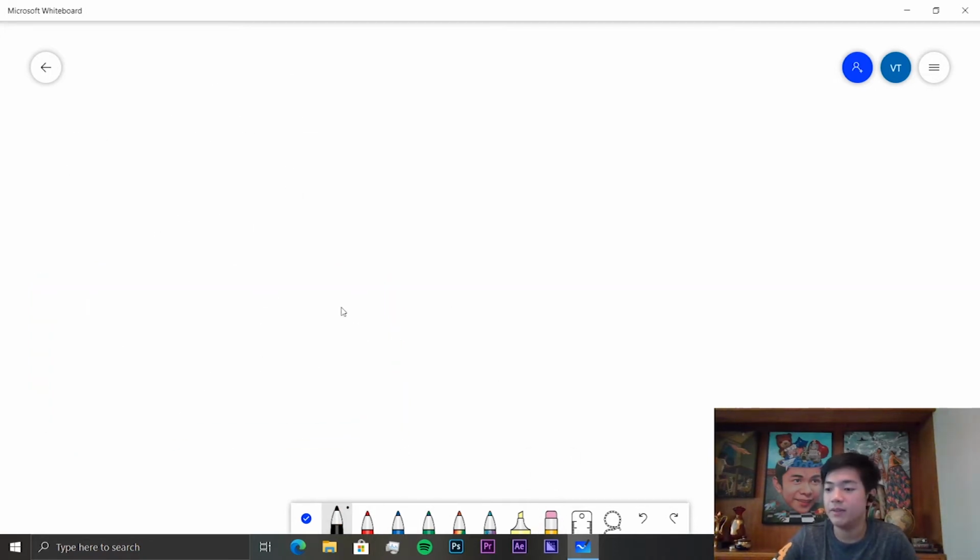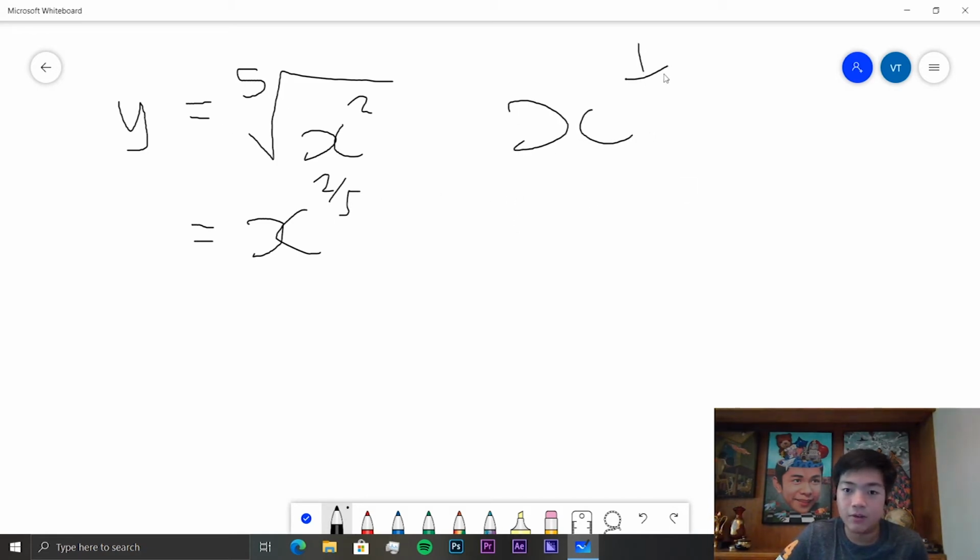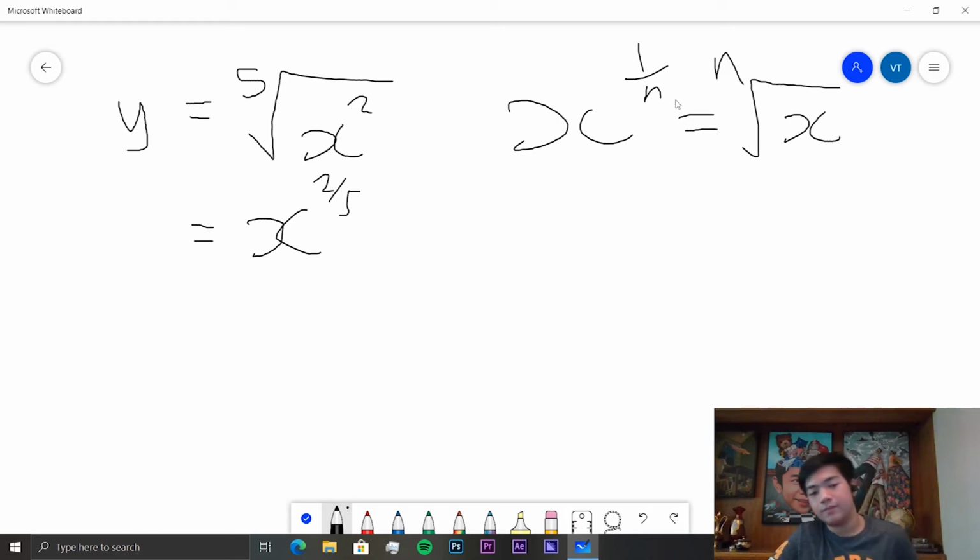Okay, next we have y is equal to the 5th root of x squared. Just like the previous one, we can express this as y is equal to x to the power of 2 over 5. So just a handy hint, if you're getting the nth root of a number to a certain power, you can also express it as x to the 1 over n, where n is the number over here.